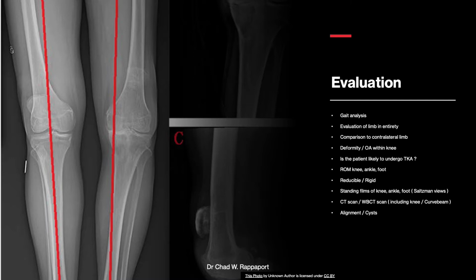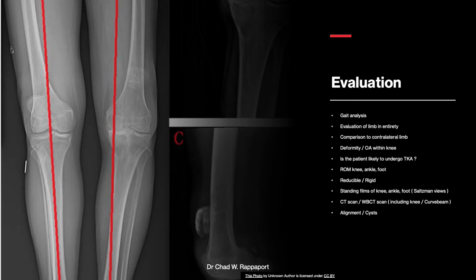One has to look at range of motion of the knee, therefore, and of course the ankle and the foot, and determine whether or not any deformities within the aforementioned are reducible or rigid. This can obviously have an impact as to whether these deformities can be corrected with osteotomies and soft tissue balancing, or they are going to require arthrodesis.